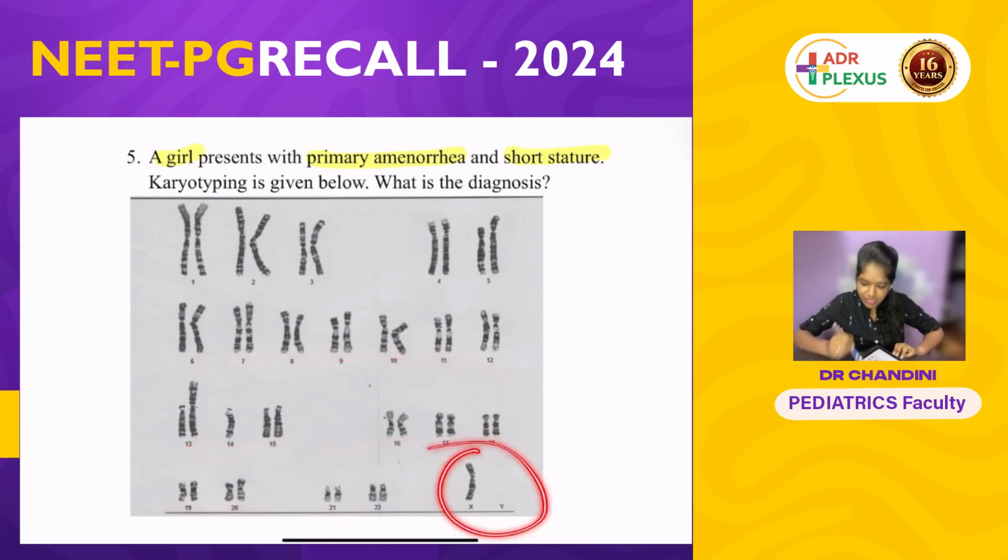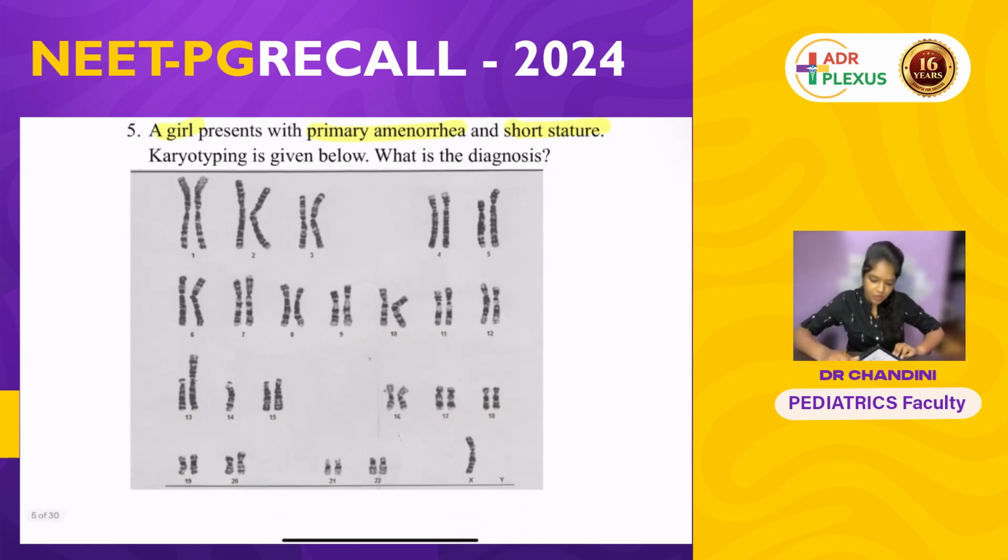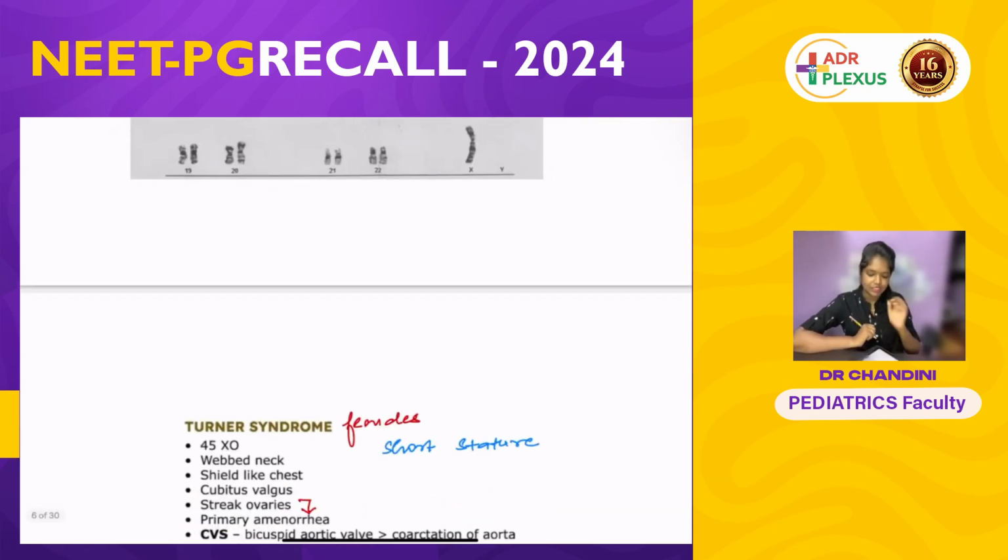But look at the 6 chromosomes. You see only one X. You don't have another X or Y. So as we say it is a girl, you have to have another X, but we have only one X. So what is the karyotype here? XO. So a girl with XO karyotype, primary amenorrhea, short stature, everyone knows the answer is going to be Turner syndrome. So the answer for this question is Turner syndrome.